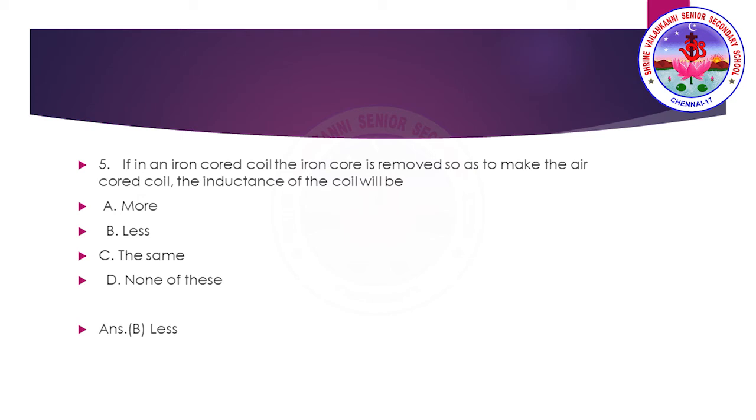If in an iron cored coil, the iron core is removed so as to make it an air cored coil, the inductance of the coil will be, option A, it will be more, option B, less, option C, the same, and option D, none of this. Answer is option B, it will be less. The inductance of the coil will be less.